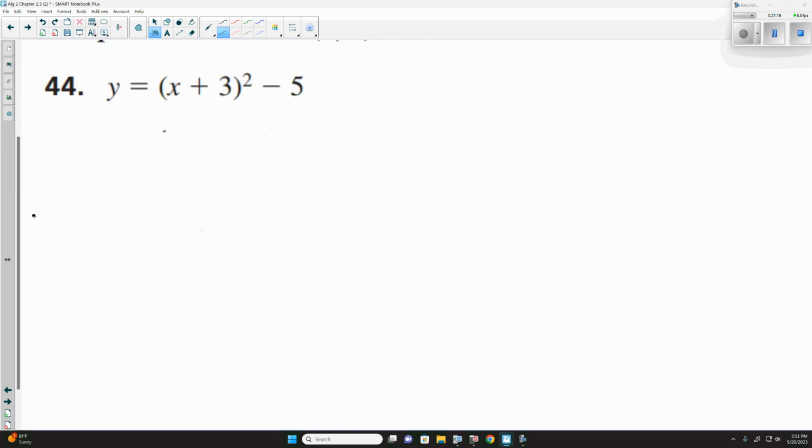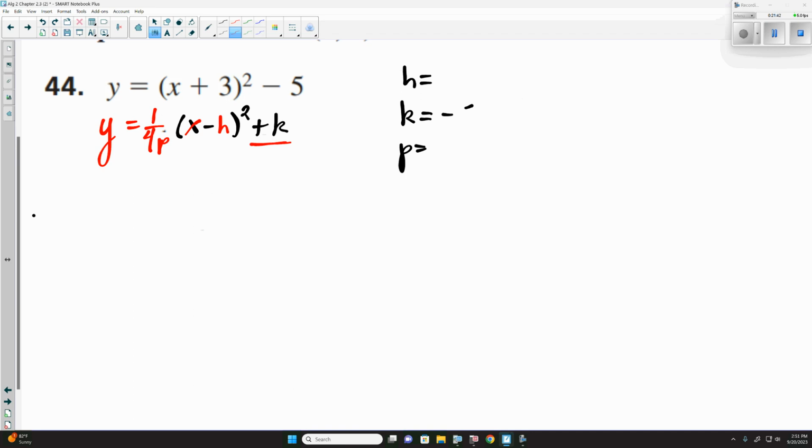Now the general form is y equals 1 over 4p times x minus h squared plus k, yes? Now we need to find the values of h, k, and p. And I think we feel comfortable with h and k because for this one, k is -5. h would be -3 because +3 on the inside would come out as -3.